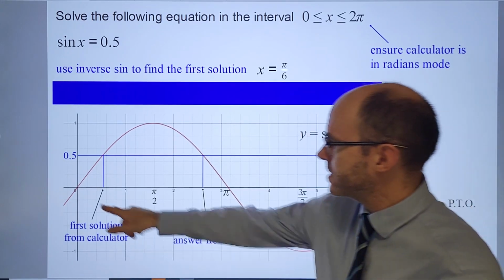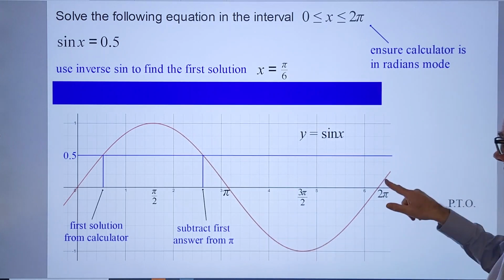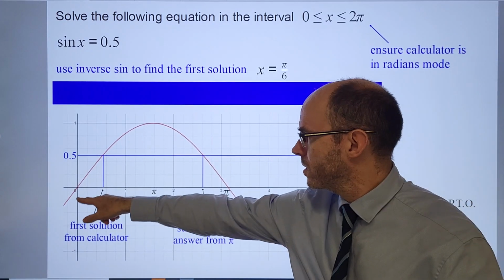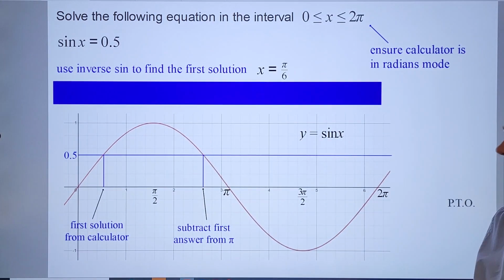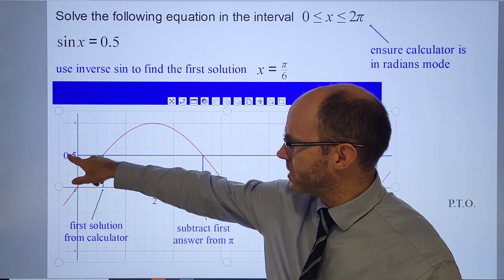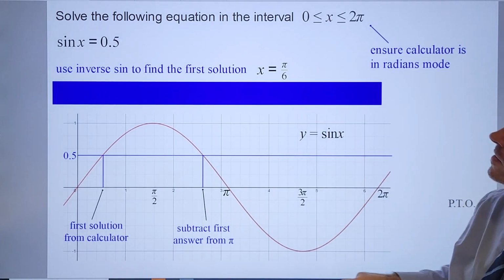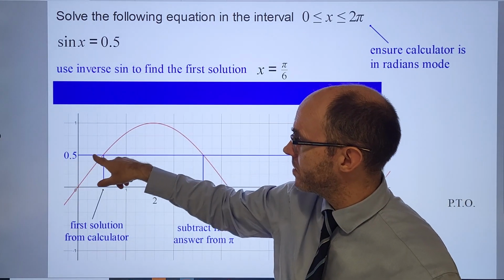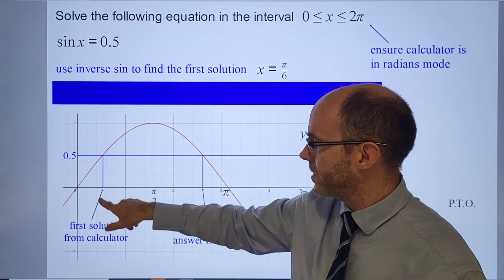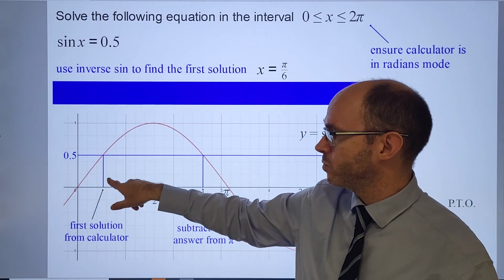All right, so here's the sine graph. I've just drawn it for one cycle, so the period is going to be 2 pi. What you're doing is just seeing where the graph meets the line y equals 0.5. That's what you're doing when you're solving sine x equals 0.5. And it meets it here. So you can see on the graph, that's where pi over 6 would be.